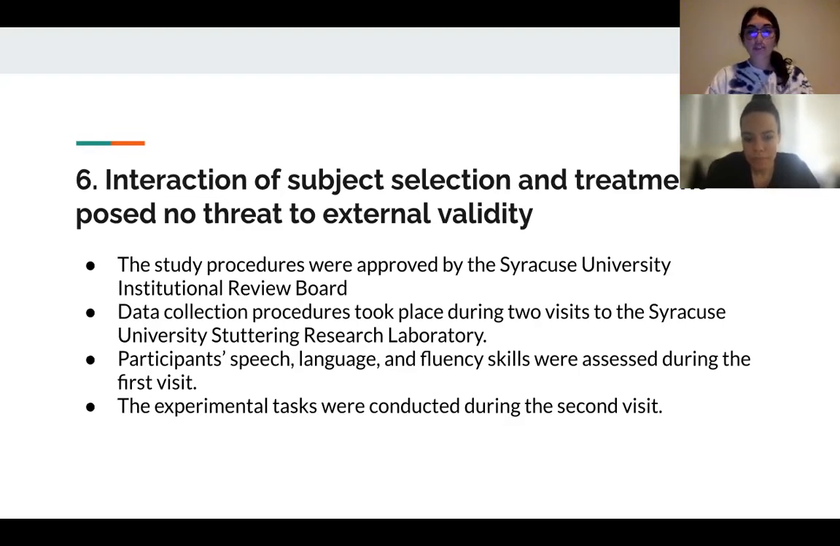Data collection procedures took place during 2 visits to the Syracuse University Stuttering Research Laboratory. Participants' speech, language, and fluency skills were assessed during the first visit, and the experimental tasks were conducted during the second visit.